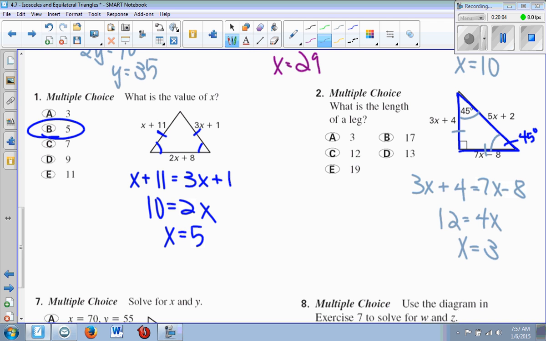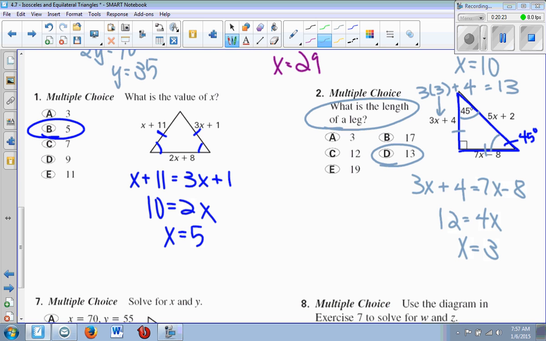Now notice that that's one of the answers, but it actually doesn't answer the question. The question says, what is the length of a leg? So you actually have to take the 3 and plug it in to figure out the answer for the question. 3 times 3 is 9. Add 4, you get a value of 13.